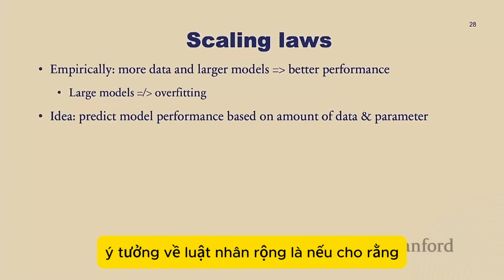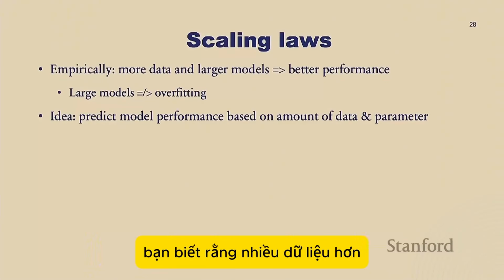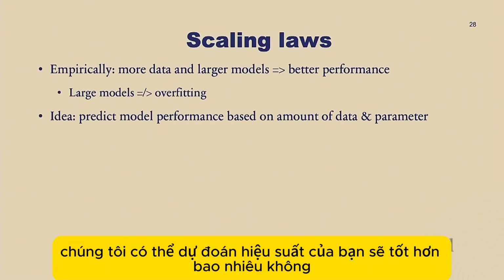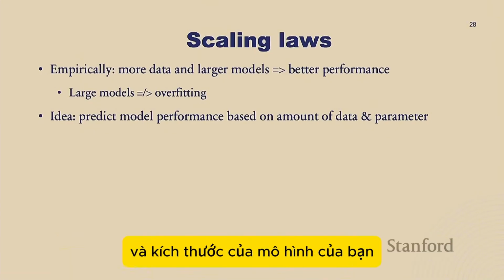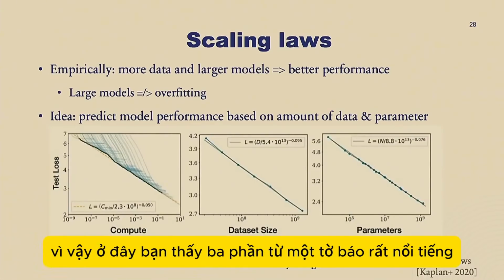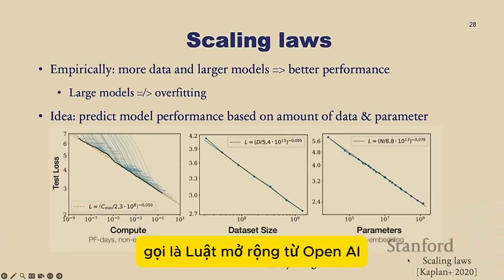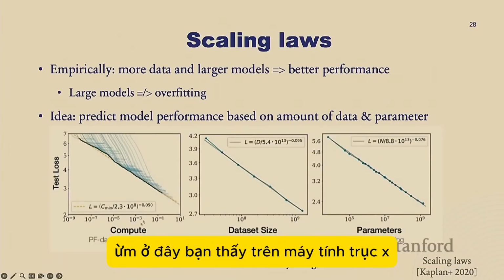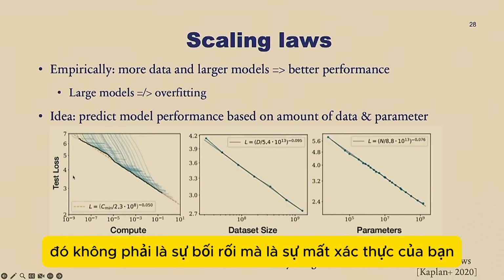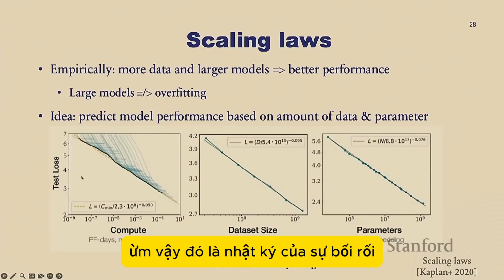Okay, the idea of scaling laws is that, given that you know that more data and larger models will always give you better performance, can we predict how much better your performance will be if you increase the amount of data and the size of your model? And surprisingly, it works. So here you see 3 plots from a very famous paper from OpenAI called Scaling Laws. Here you see compute on the x-axis. So how much compute did you spend on training? And here you see test loss. So this is essentially, I mean, it's not perplexity, but it's your validation loss. So it's the log of the perplexity.